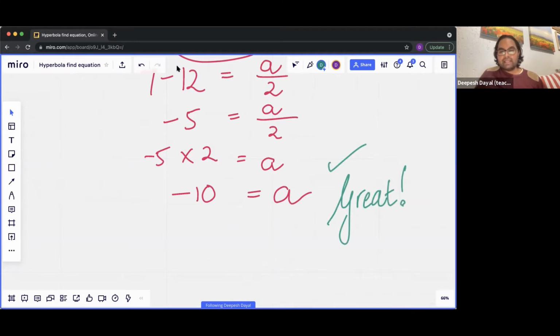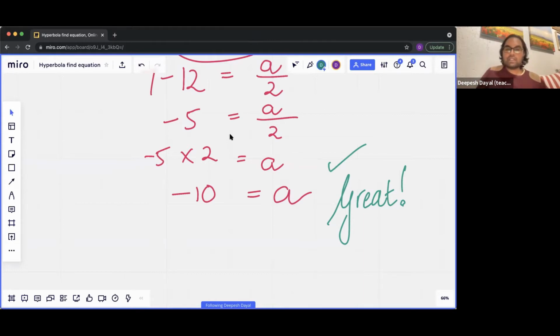Okay, -10. Any questions regarding this finding of A? I see Zaza. You have a question there? No, no question. Okay. Let's have a look. Anybody else has a question?